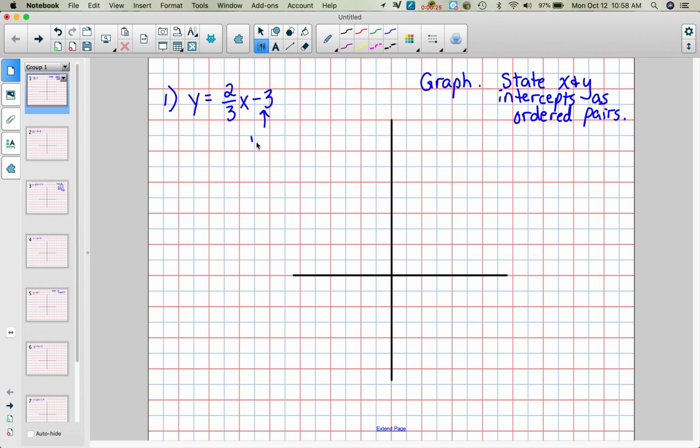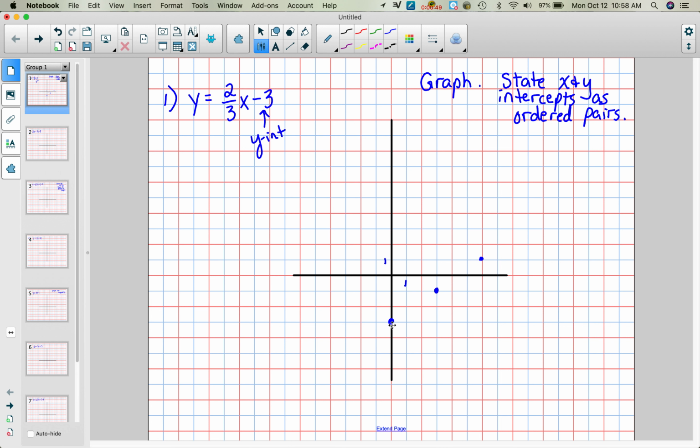Remember, this is the y-intercept. So I'm going to count by ones, and you should really scale your graph. So the y-intercept is (0, -3), so I will plot that point. Then my slope is 2/3, so it's positive, so I'm going to go up 2, because you always do the rise over run, and to the right 3, so that's going to show a positive slope. I'm going to do it again, up 2 and over 3.